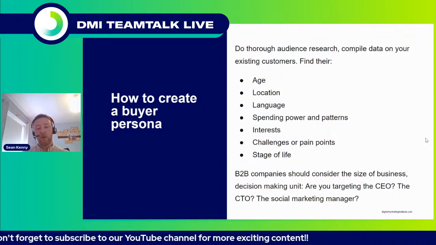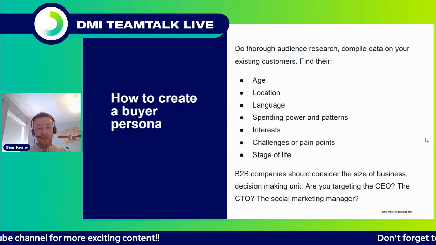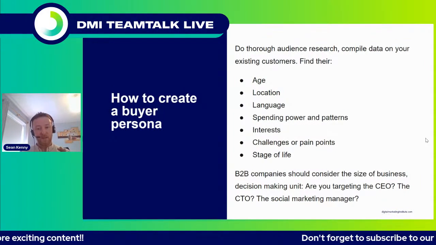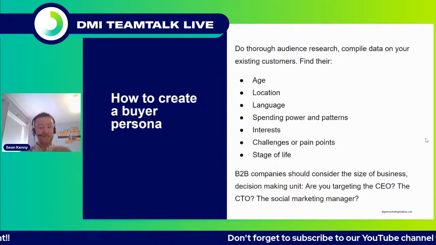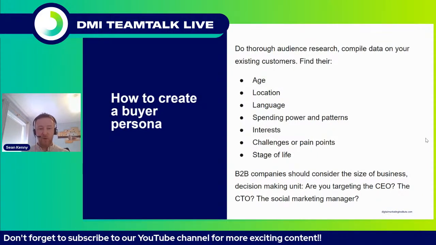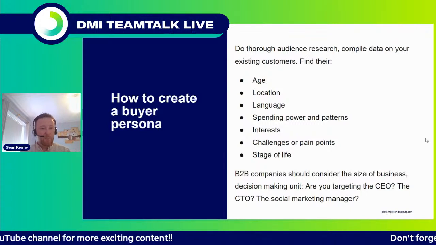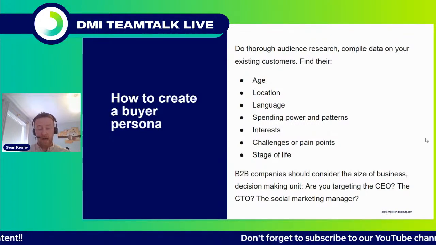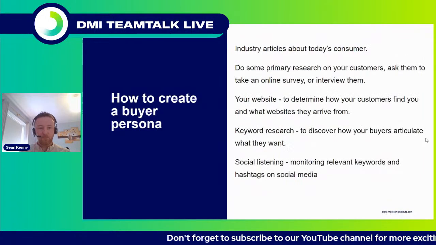But also, really, where you want to focus is the decision making unit. So, in the business that buys from your business, who makes the decisions? Is it the CEO? Is it the CTO? Is it the social marketing manager? Is it someone from the finance team? There's a lot of different categories within larger businesses as well. So you can be very specific in B2B marketing in terms of who you're targeting and in what particular team.